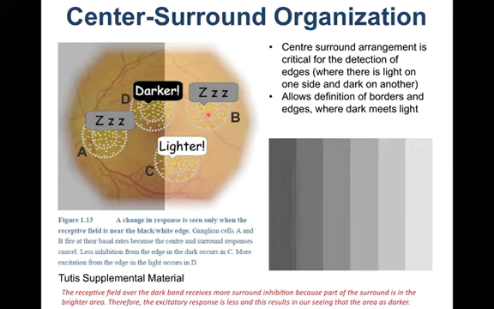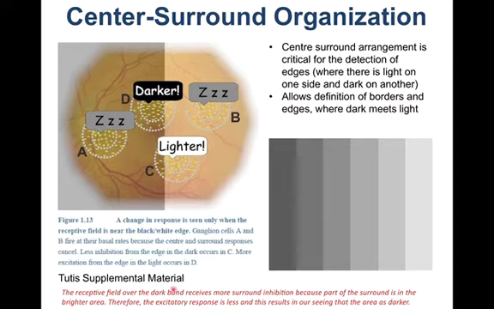They're equally excited and equally inhibited. The receptive fields that are at the boundary, at the border where darker meets lighter, are giving you more information. And therefore you perceive this region as darker and this region as lighter, as compared to the regions that are halfway through the bands. Okay, so key point, borders and edges where dark meets light.